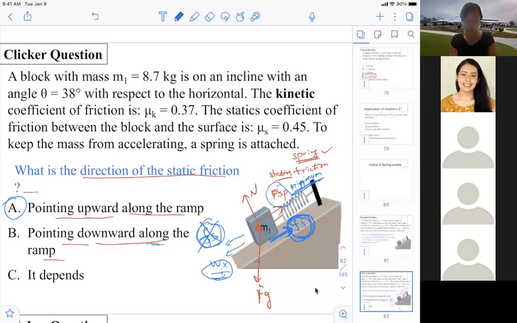Professor, I had a really quick question. Yeah, of course. Since for this particular problem static friction wasn't in the opposite direction of the normal force, when do we know when we could apply that logic? I was kind of confused.